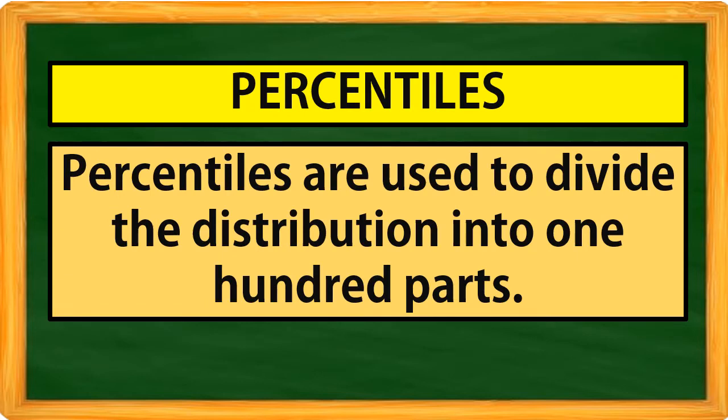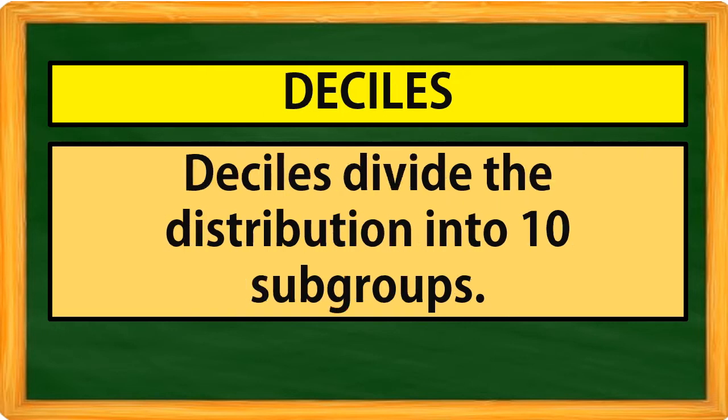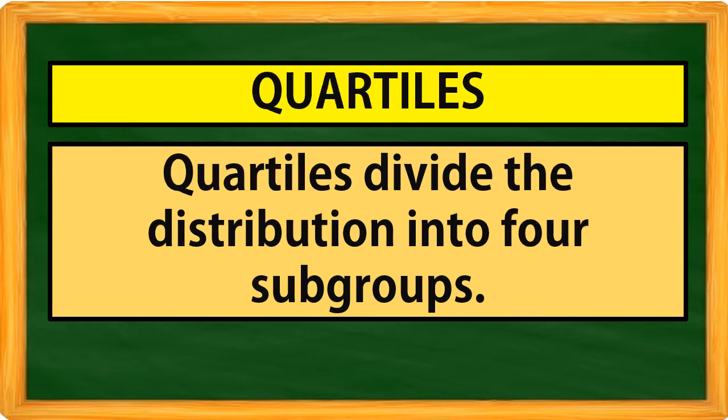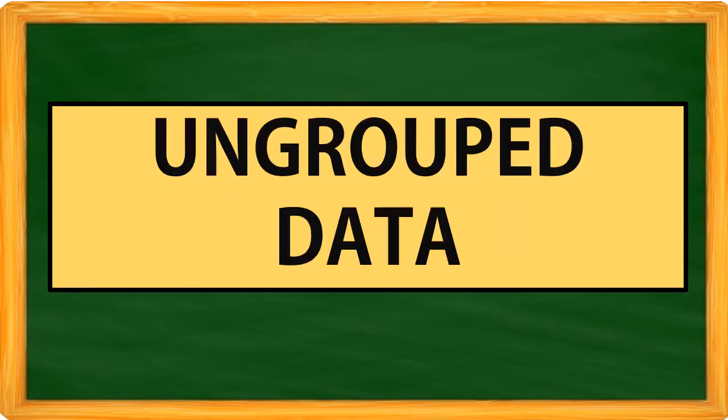Let us have the first measure of central location, which is the percentiles. Percentiles are used to divide the distribution into 100 parts, while deciles divide the distribution into 10 subgroups. And another one is the quartiles that divide the distribution into 4 subgroups. So let us remember that percentile divides the distribution into 100, a decile into 10, and quartiles into 4.